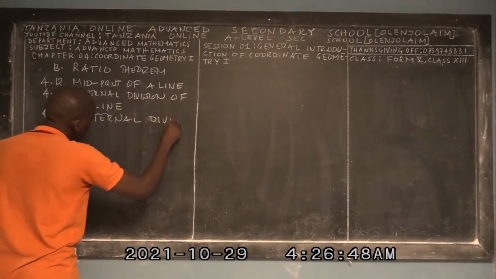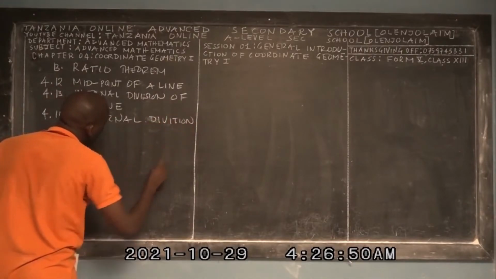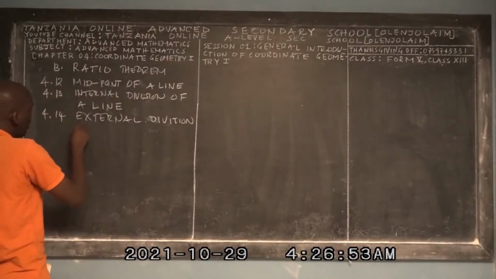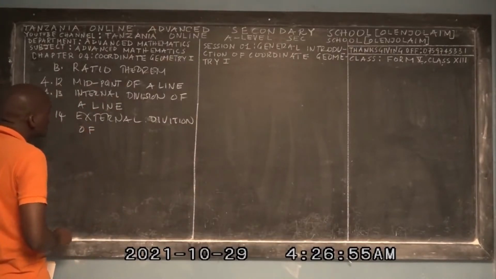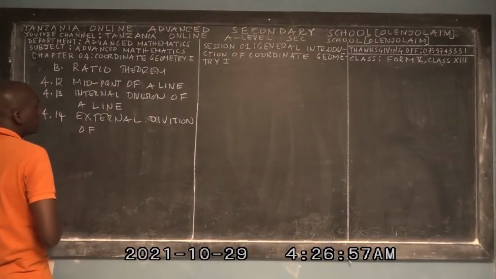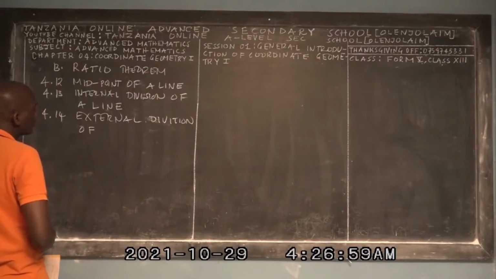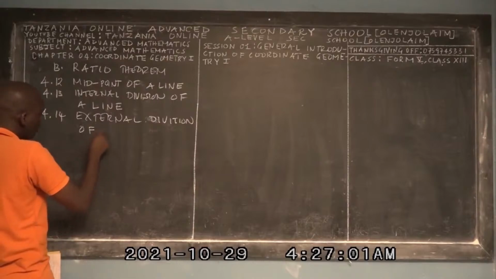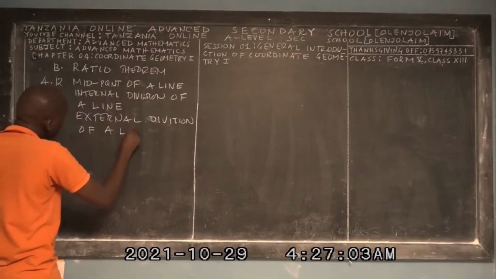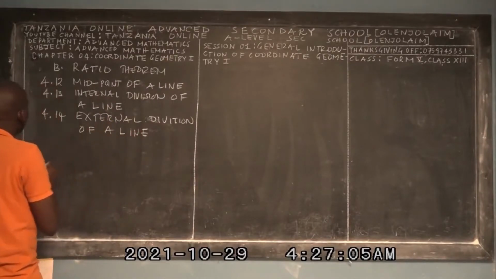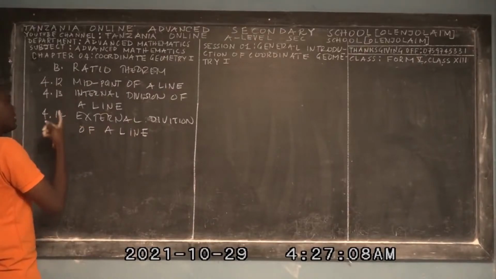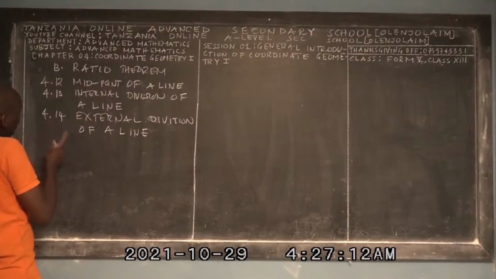In each of these concepts, we are going to solve questions from different textbooks, from question and answer books, and from the Advanced Certificate of Secondary Education Examination past papers, so as to make you competent enough. Those are the only three concepts that we have to cover in the second subtopic.